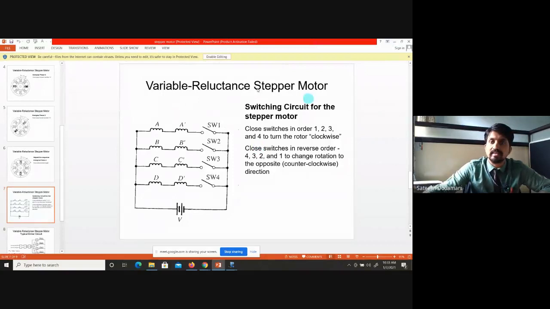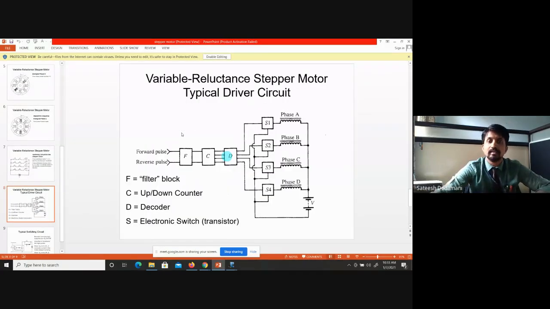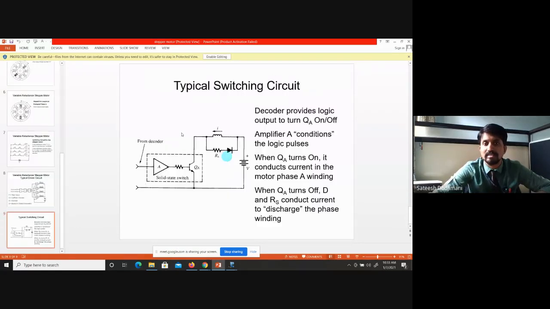Here, in the variable reluctance stepper motor, the windings are shown in the circuit diagram: A phase, A dash, B dash, C dash, D dash. Supply is given through the switches and the control circuit, and the switches are closed as per which winding has to be energized or de-energized. Based on that, the rotor rotates in the clockwise or anti-clockwise direction. That is shown in another diagram, which is not required here. So this is the stepper motor operation.